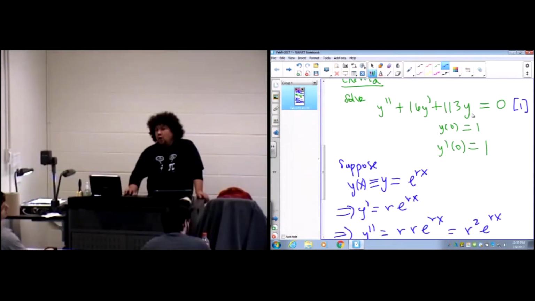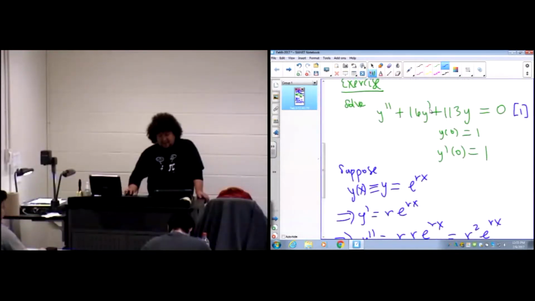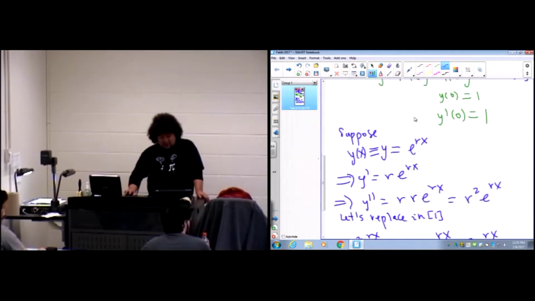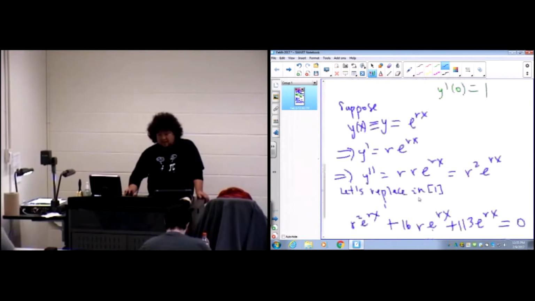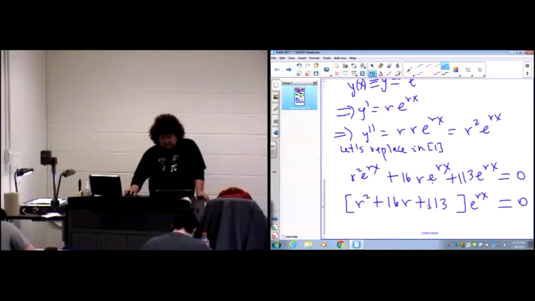So then both of these things are set equal to 0. We're interested in solving the equation. Exponential, as a function of x with any parameter, is not going to be equal to 0. So we just work with one of these factors. So we're working with r squared plus 16r plus 113 equal to 0. We're going to solve that equation for r, which means we're finding the values at which this quadratic is 0. And in general, those values are complex numbers.